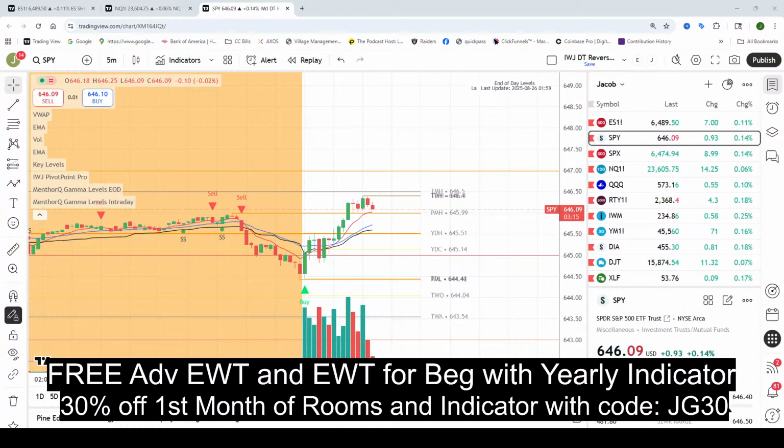Will NVIDIA be the catalyst that pushes us to 650 on the SPY? That's the question.